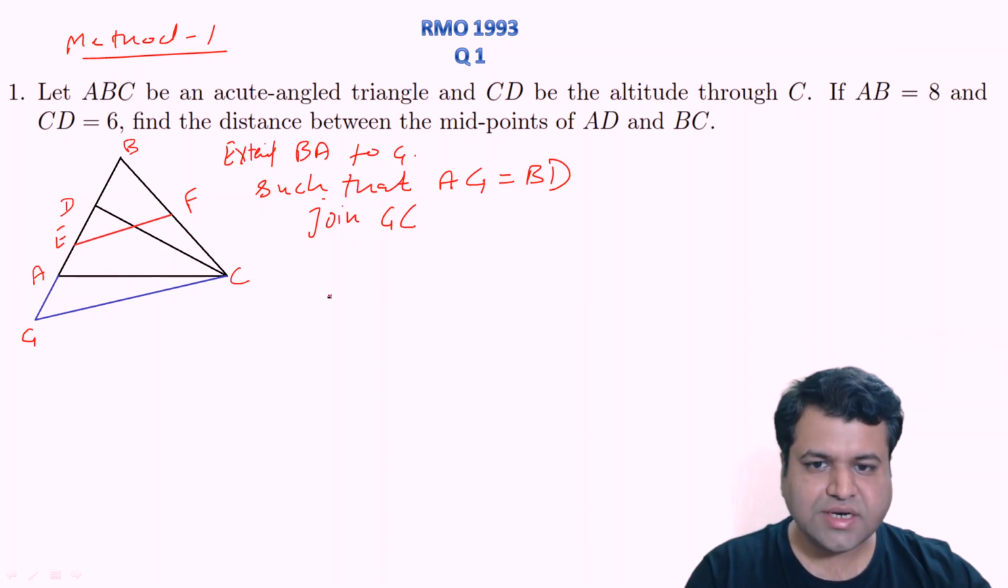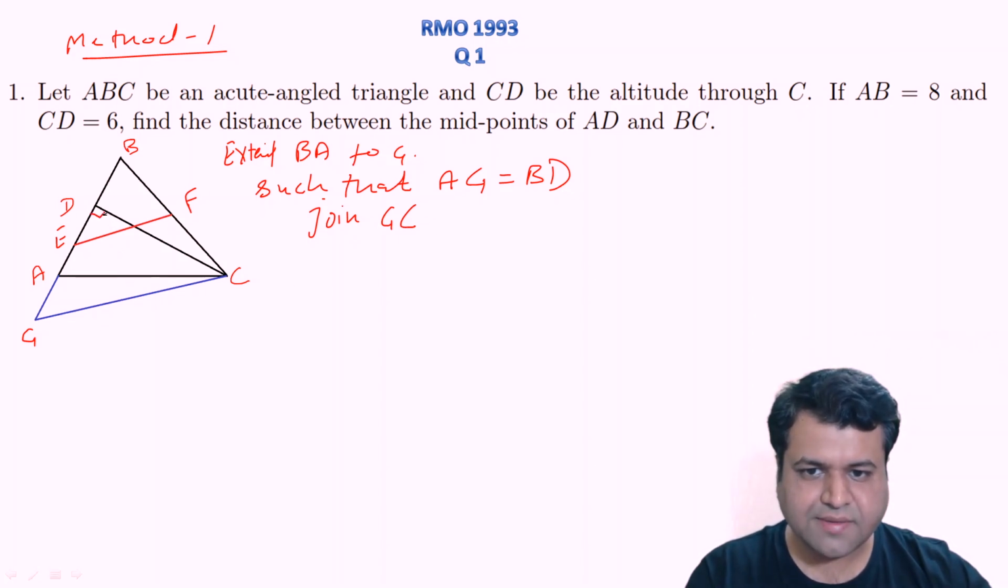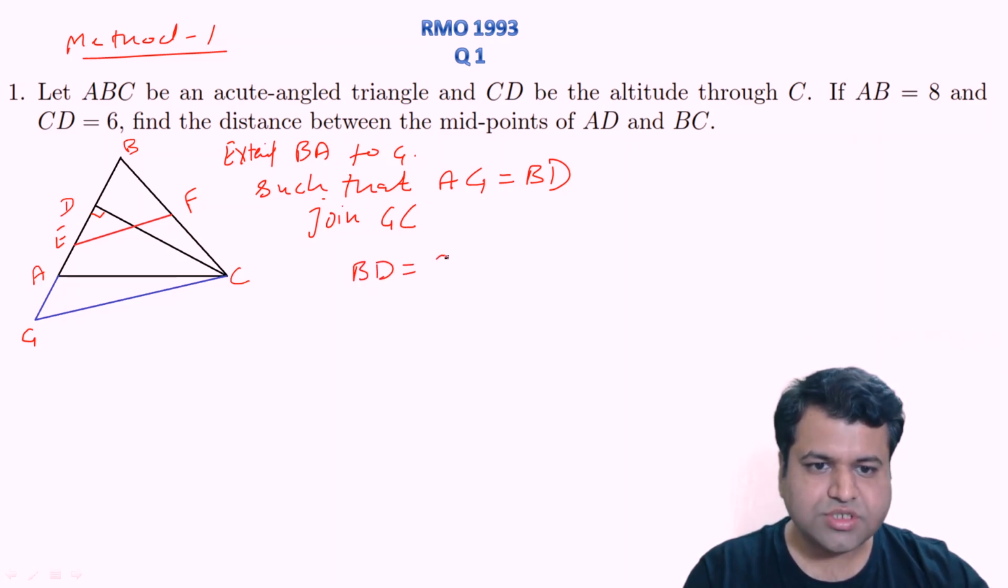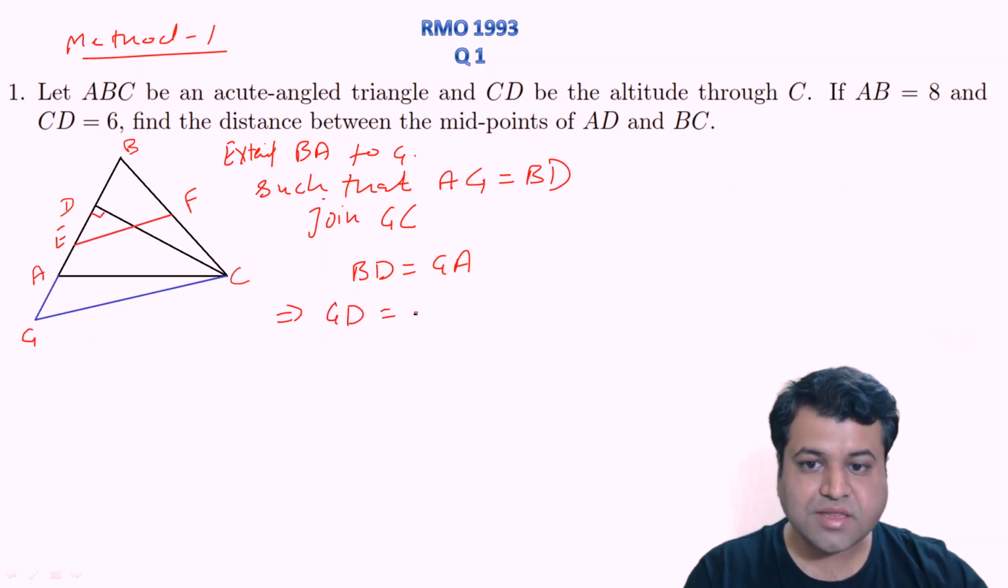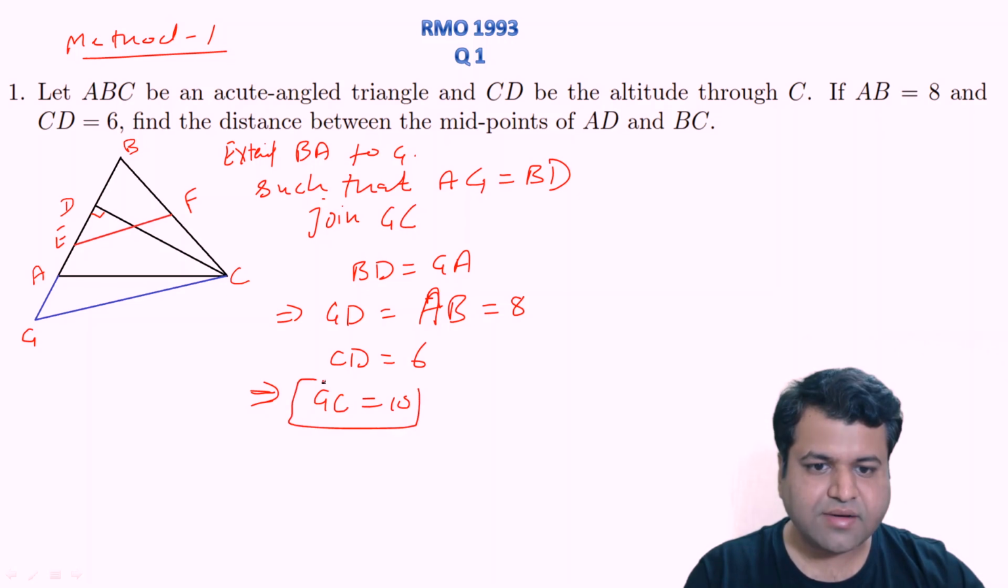Okay, now if you consider this right angle triangle, clearly BD is equal to GA. So can I say that this will imply that GD will be nothing but how much? GD will be nothing but AB, and that was given to be 8, right? And CD was given to be how much? CD was given to be 6, and that will imply according to Pythagoras theorem that GC will be nothing but 10, right? By Pythagoras theorem simply, right?